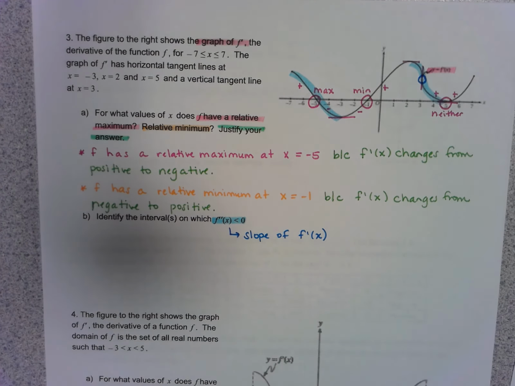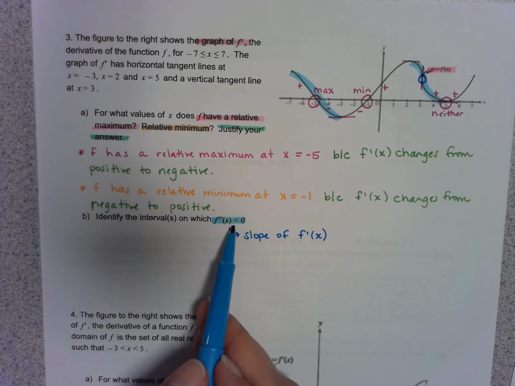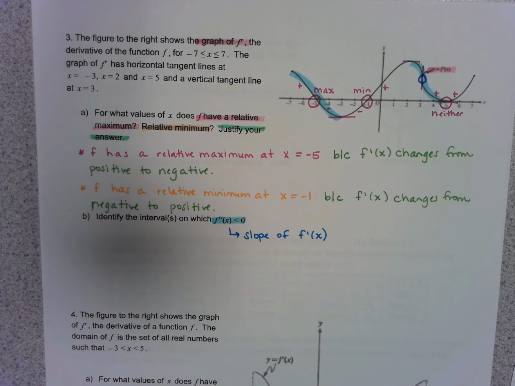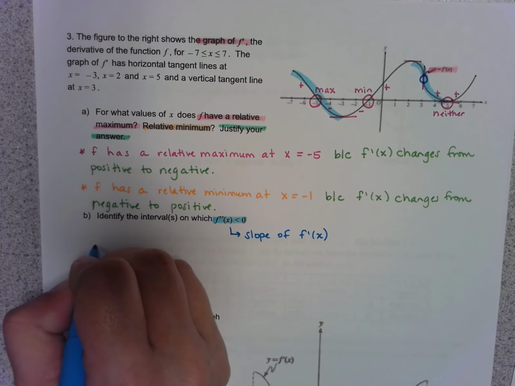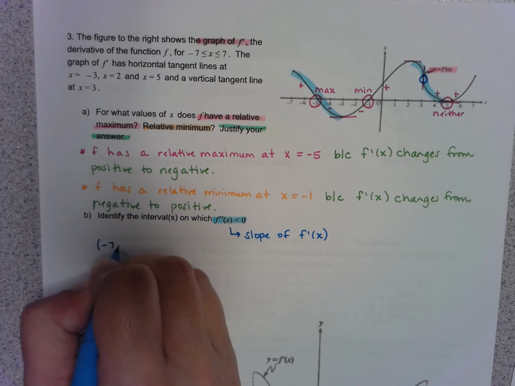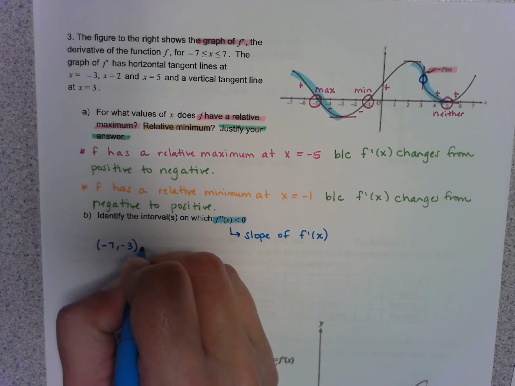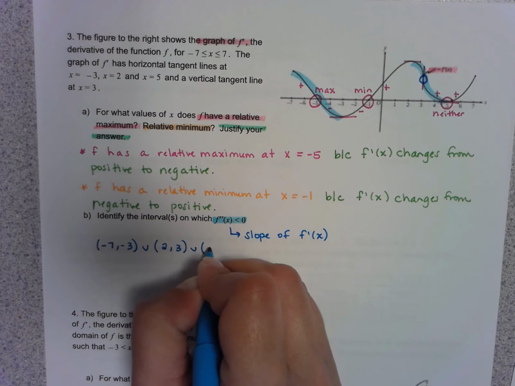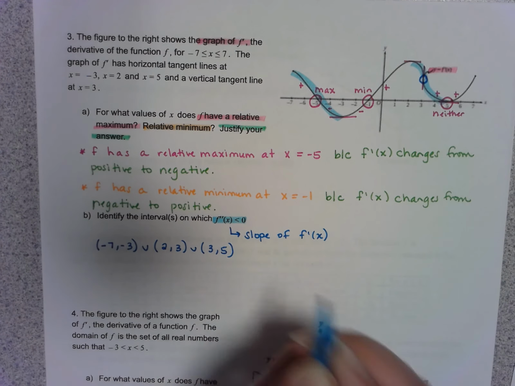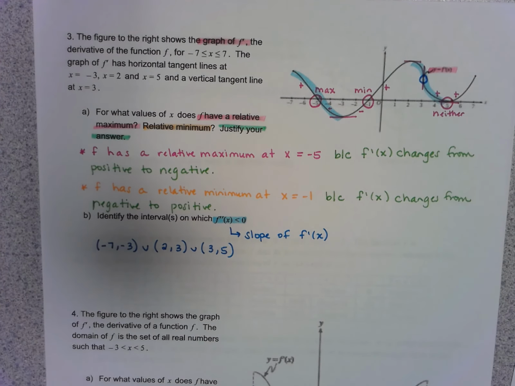Now, there's also a clue in the directions as to whether I should have open or closed brackets. Do you notice that it says less than and not less than or equal to? That is a clue that for this answer, I should have open brackets everywhere. So I would have the parentheses -7 to -3. Then I would have parentheses 2 to 3. And last, I would have parentheses 3 to 5. So those are the intervals where f double prime has a negative slope, where f double prime is negative because the slope of f prime is negative.